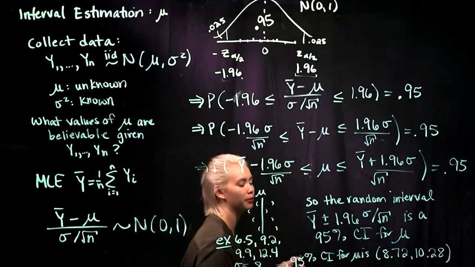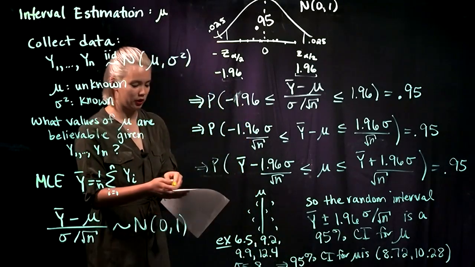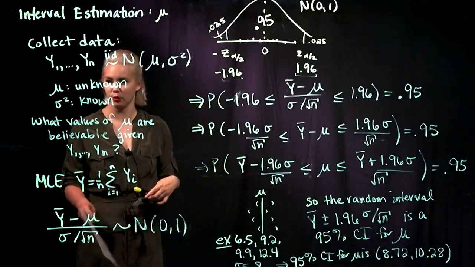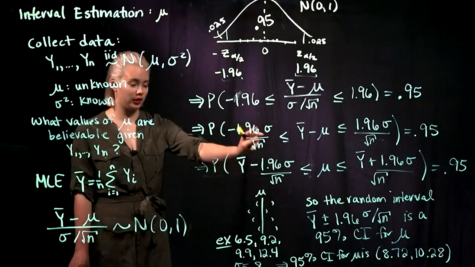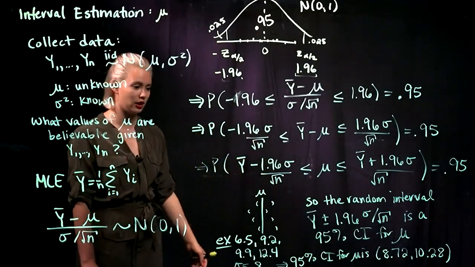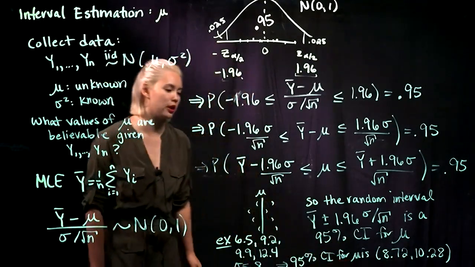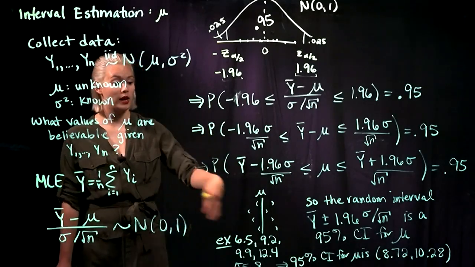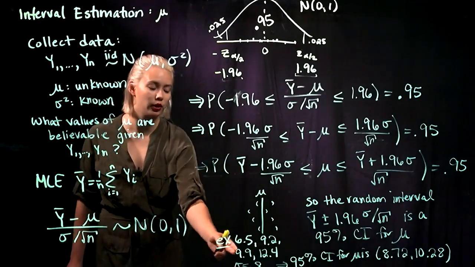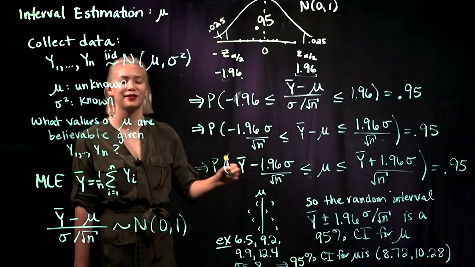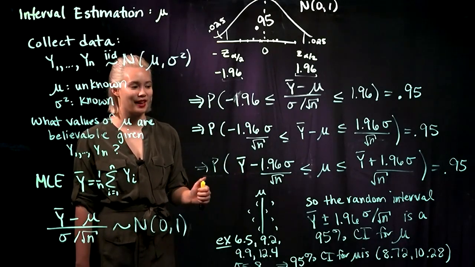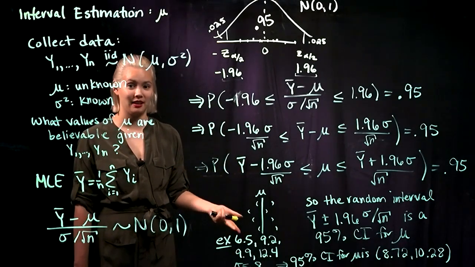So we're 95% confident that mu is between 8.72 and 10.28. Again, we don't know whether this particular confidence interval actually contains our unknown parameter mu, but we know that if we went out and collected samples of size 4 over and over again, 95% of these 95% confidence intervals would contain the true mean.